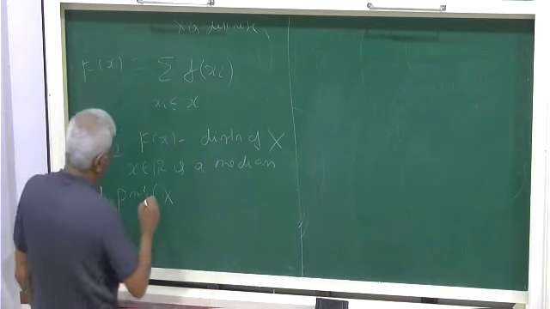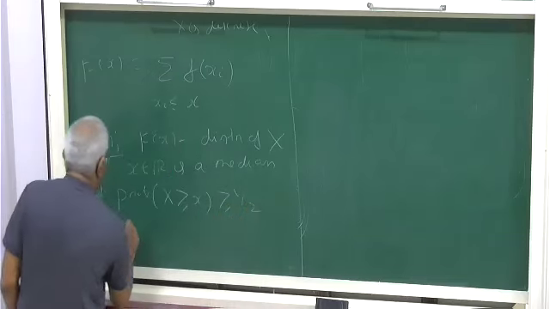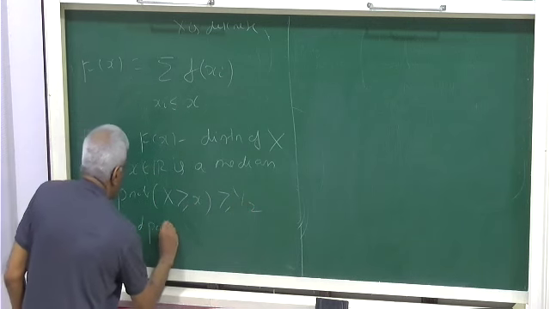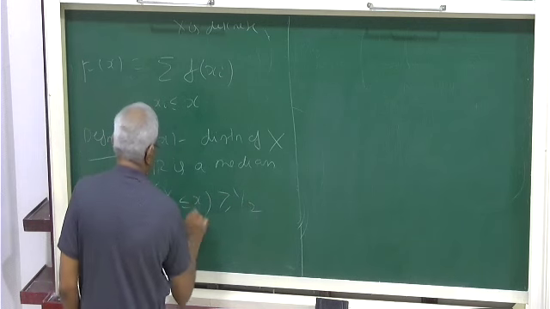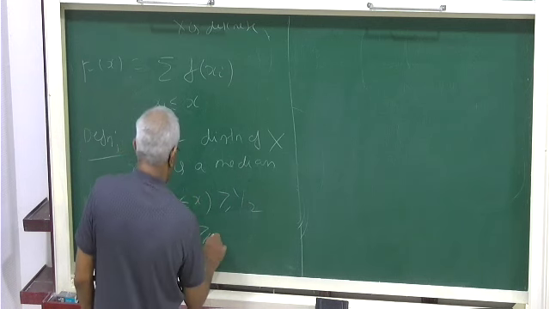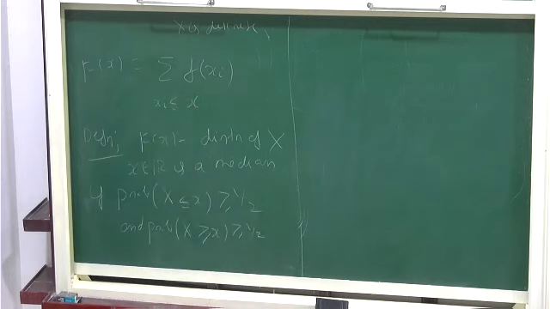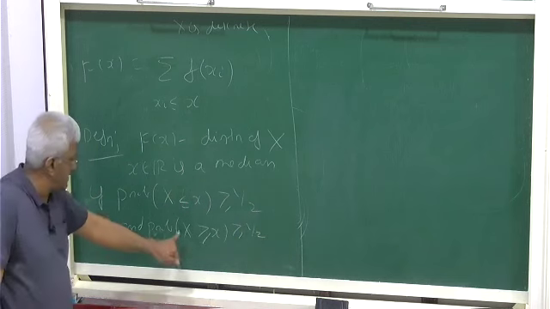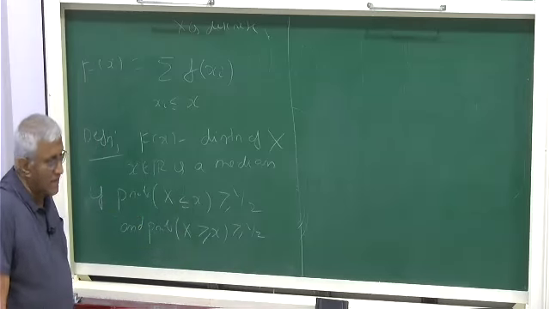So we call some point x a median if the probability of X less than or equal to x is greater than or equal to half, and the probability of X greater than or equal to x is also greater than or equal to half. I mean, this has an intersection only at the point x. Maybe it will happen at that point. Okay. So this is called a median.